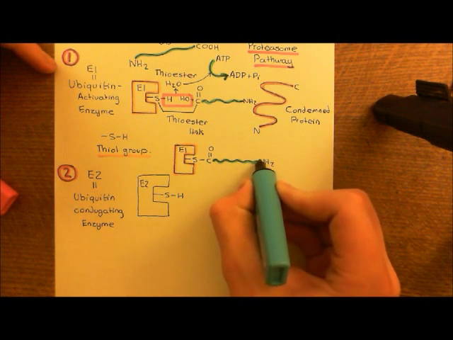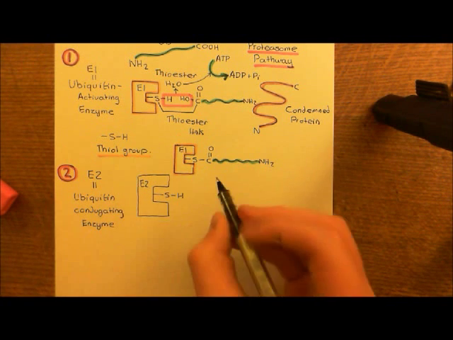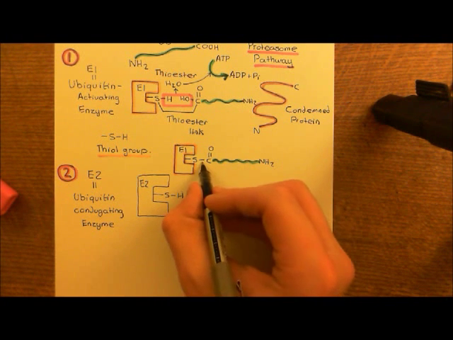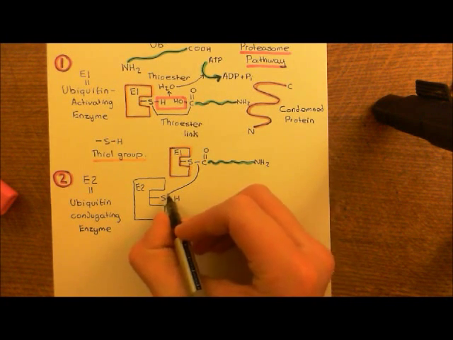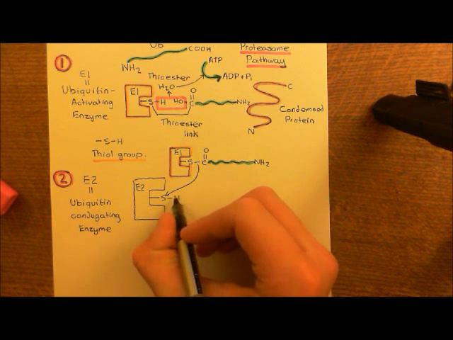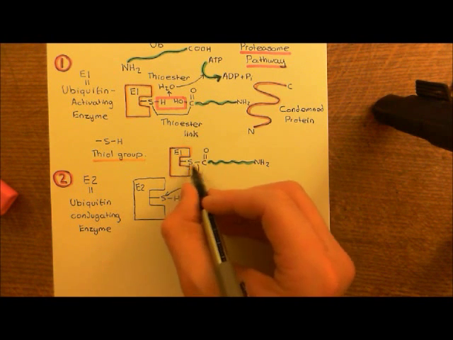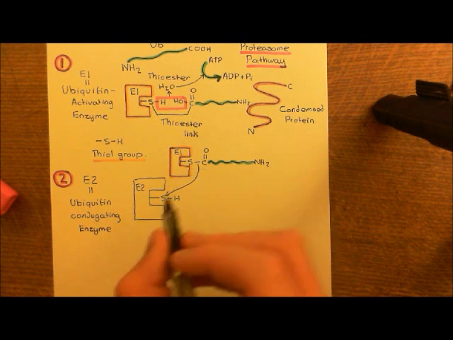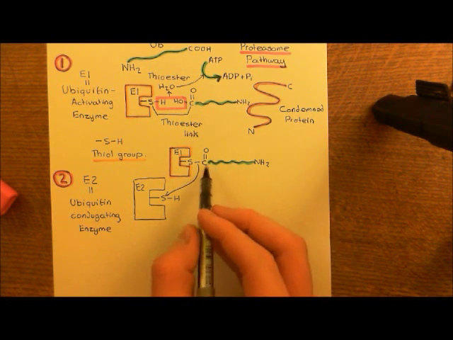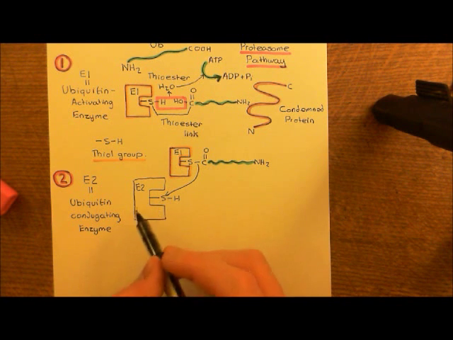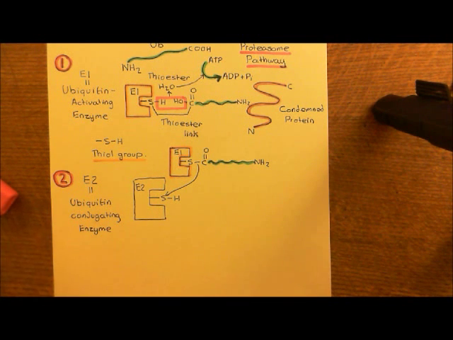What we're now going to do is transfer this ubiquitin molecule onto this sulfur here, and then put the hydrogen off this sulfur onto here to recreate the thiol group of the E1 ubiquitin activating enzyme. Then we've transferred the ubiquitin group onto the E2 ubiquitin conjugating enzyme.